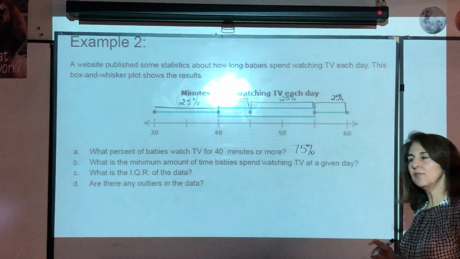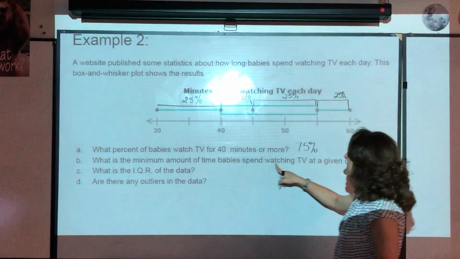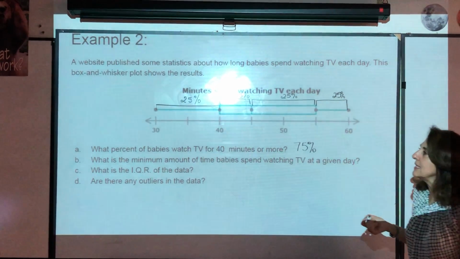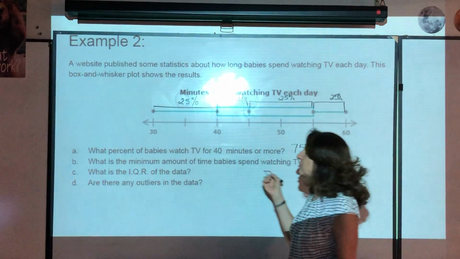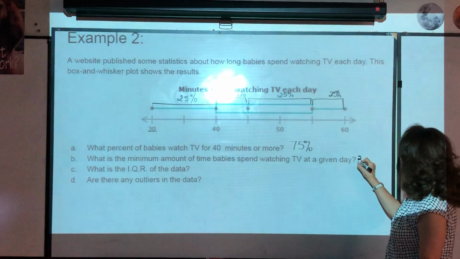are watching TV for 40 minutes or more. What is the minimum amount of time the babies spend watching TV at a given day? That's easy. We just have to find our lowest number. So that is 30 minutes.